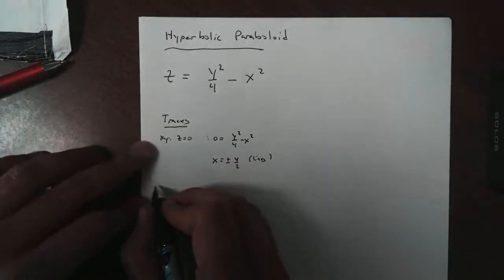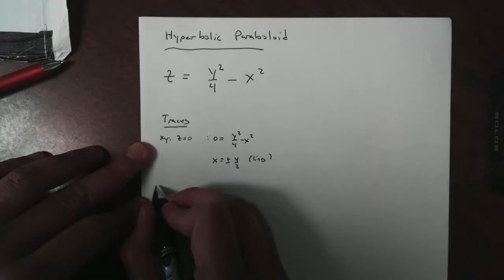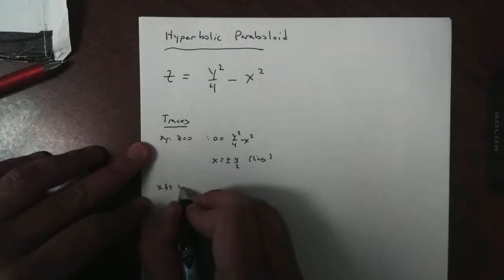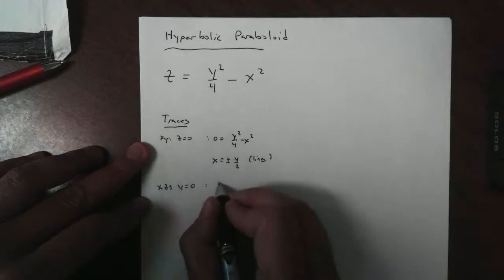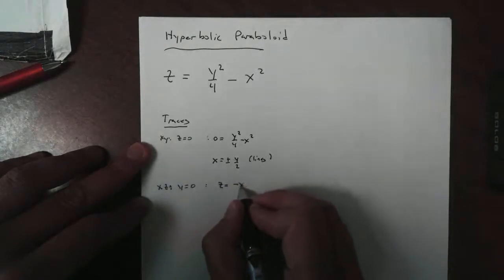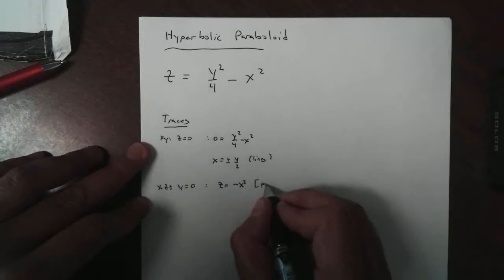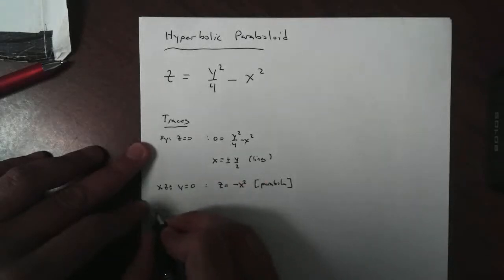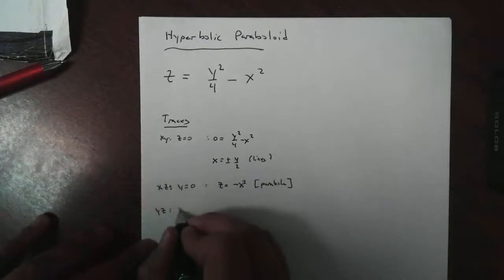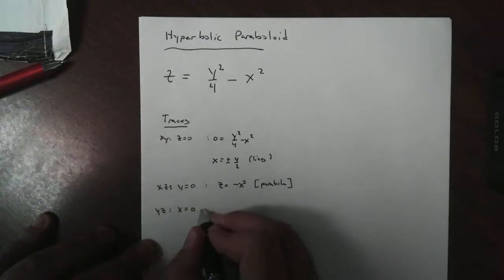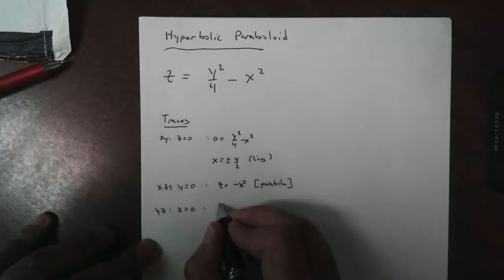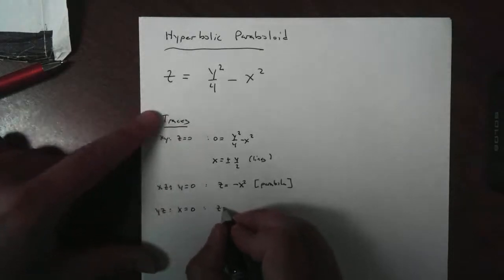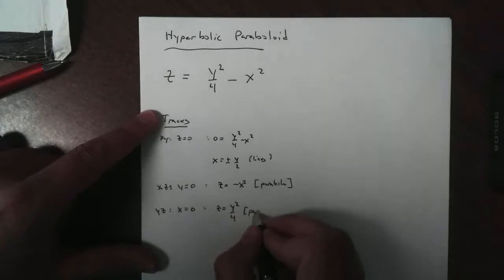Next, let's take a look at the xz plane. In the xz plane, y is 0, and we get z equals negative x squared, which is a parabola. And if we look at the yz plane, where we let x be 0, we get z equals y squared over 4, which is also a parabola.